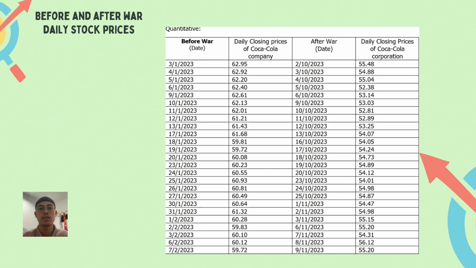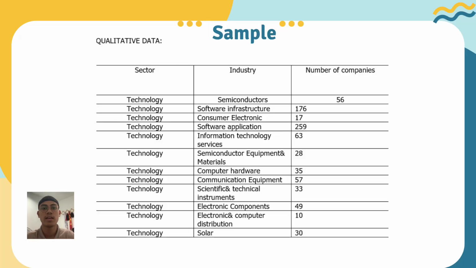Before the war, price ranged between 58.86 US dollar and 62.95 US dollar, while after the war, the price dropped to a range of 52.38 US dollar to 56.78 US dollar. The data clearly shows a decrease in Coca-Cola stock performance, which we will analyze in more detail shortly. Next, let's look at the qualitative data.